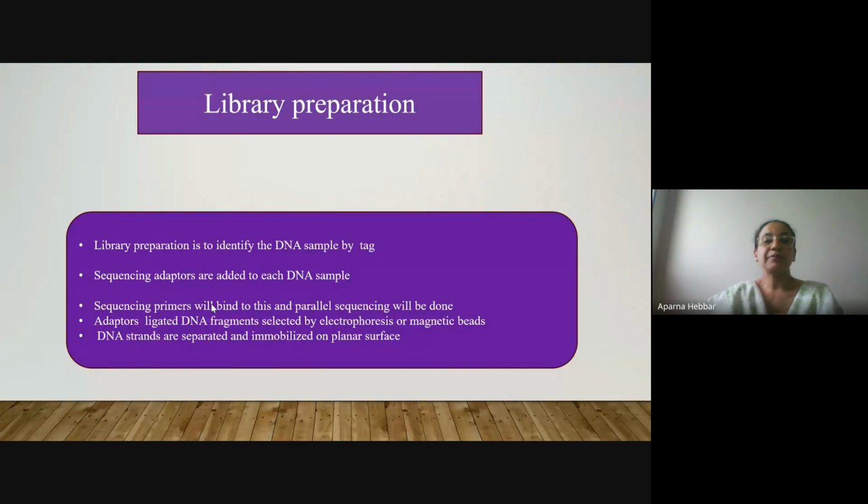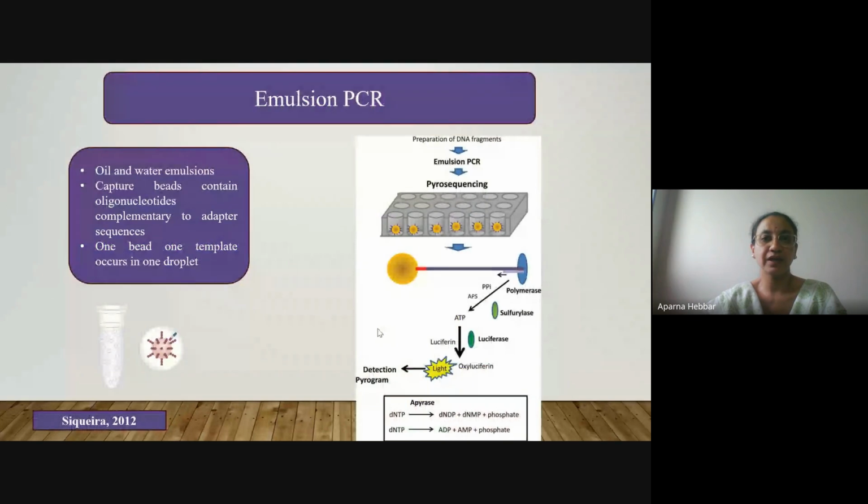The next step is library preparation. Library preparation is to identify the DNA sample by a tag. Here, sequencing adapters are added to each DNA sample. Then the corresponding sequencing primers bind to these, and because the primers and adapters are complementary to each other, they are able to bind each other and the sequencing will be done. The ligated adapters on the DNA will be selected either by electrophoresis or by magnetic beads, and then the sequencing will be done on a planar surface.